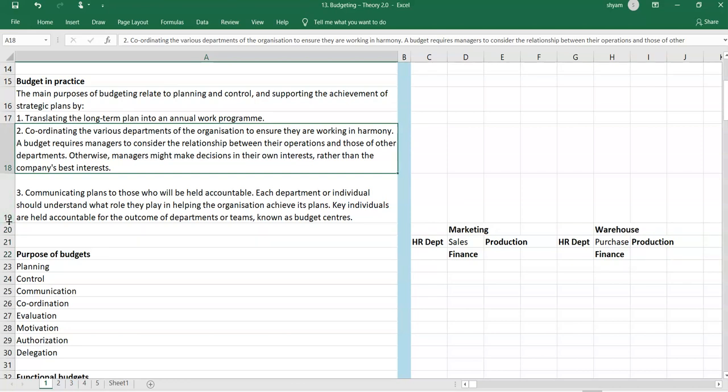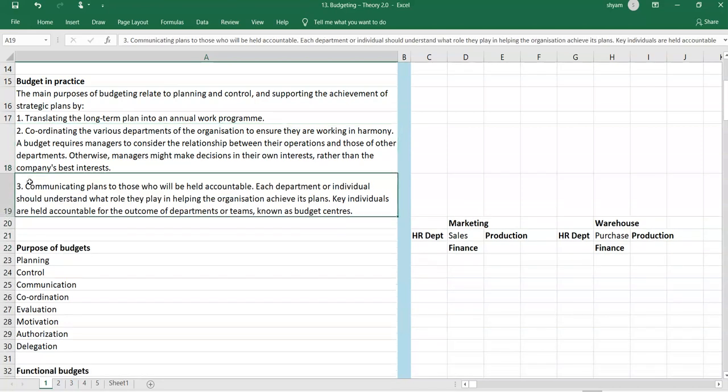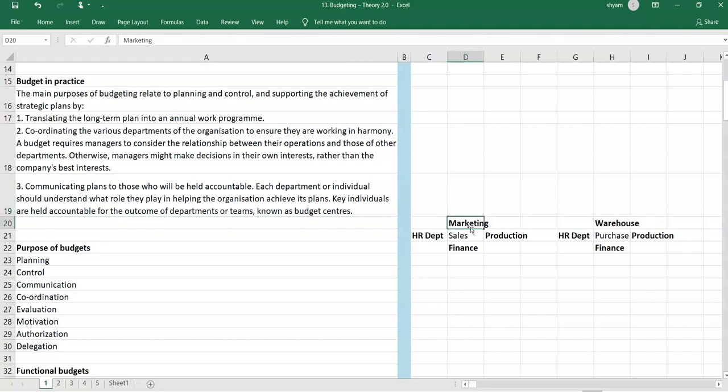So what about the third point? The third point is communicating plans to those who will be held accountable. Each department or individual should understand what role they play in helping the organization achieve its plans. Key individuals are held accountable for the outcome of departments or teams, known as budget centers. So each department actually becomes a budget center, and a separate budget is created for each of these departments. These individuals are responsible for achieving that particular goal.